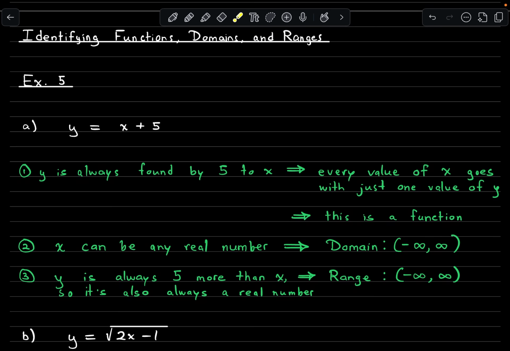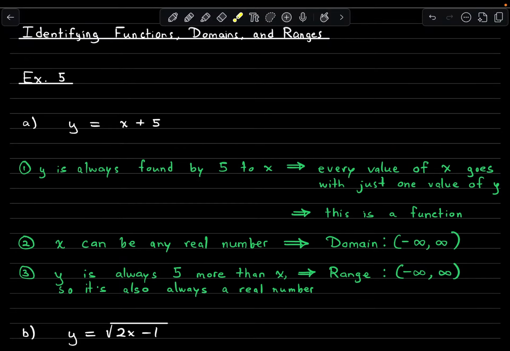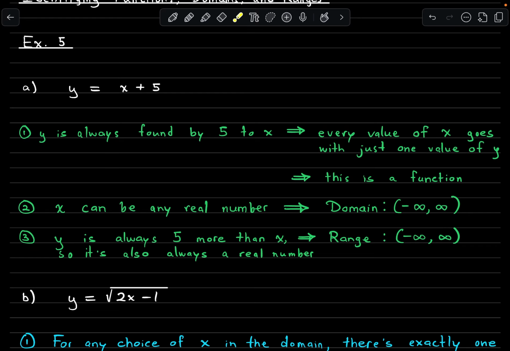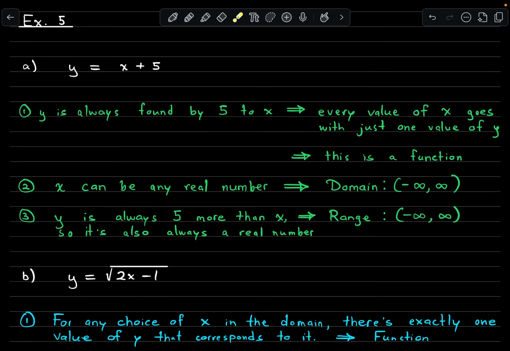Now let's look at example B. We've got y is equal to the square root of 2x minus 1. So now we've got a square root going on here. The inside of this, for any radical, has to be greater than or equal to 0. We cannot have a negative inside of a square root. Okay, so that's an important stipulation we'll have to consider.